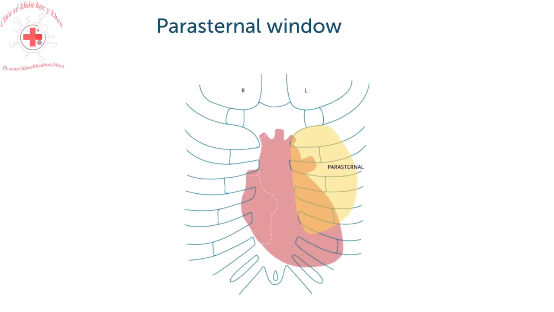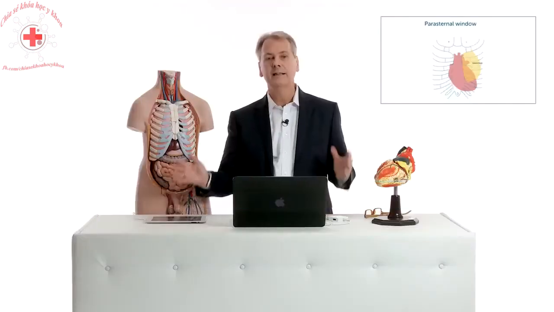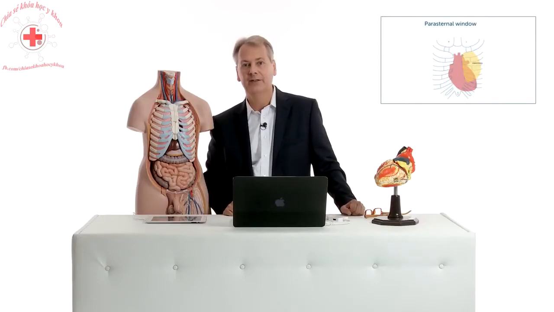Now, of course, the size of these windows vary greatly, and frequently you will not be able to image all patients from all windows with equal image quality. In this lecture, we'll talk about the parasternal window. Usually you will image either in the third or in the fourth intercostal space. Let's take a look at how we can actually find this window.